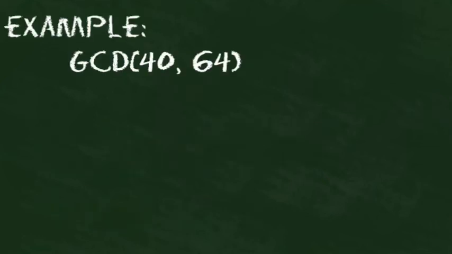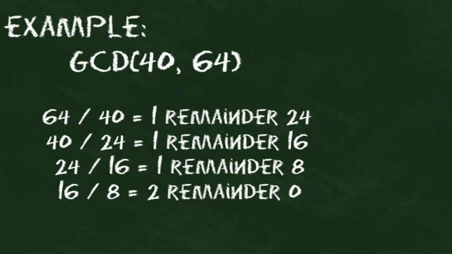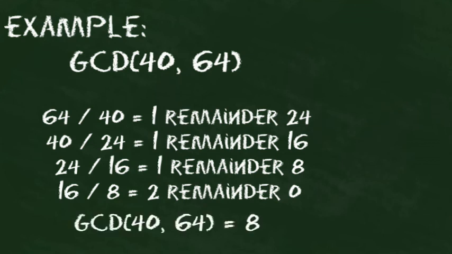Let's use another example. Find the GCD of 40 and 64. 64 divided by 40 is equal to 1 with a remainder of 24. 40 divided by 24 is equal to 1 with a remainder of 16. 24 divided by 16 is equal to 1 with a remainder of 8. 16 divided by 8 is equal to 2 with a remainder of 0. We stop here since we already got a remainder of 0. The last number we used to divide is 8, so the GCD of 40 and 64 is 8.